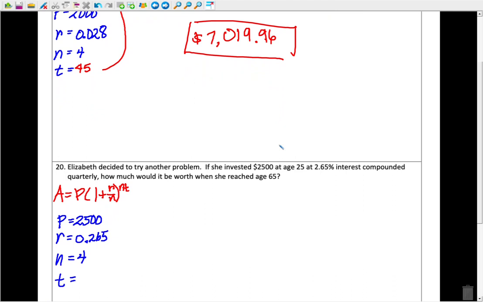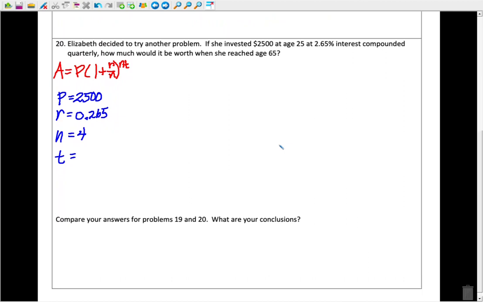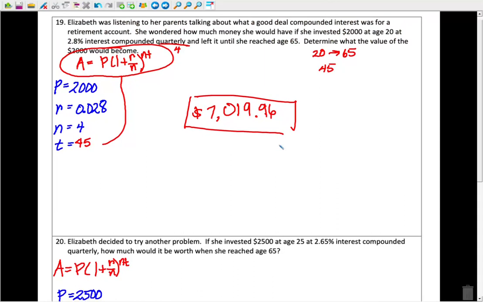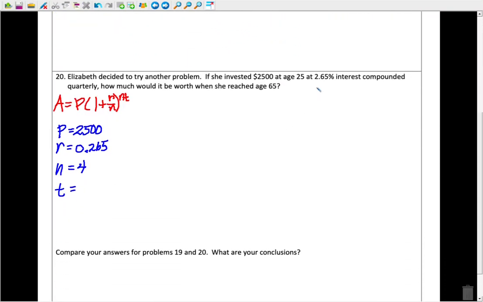All right, so this is still talking about Elizabeth. Question 20. She decides to try investing $2,500 this time at age 25, which is she's older at this point. And the interest is a little bit less. It's 2.65%, but it's still compounded quarterly. So how much would that be worth when she reached age 65?